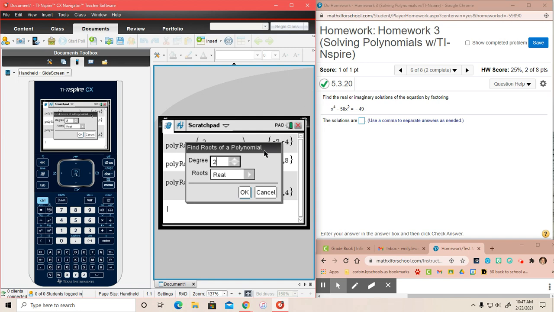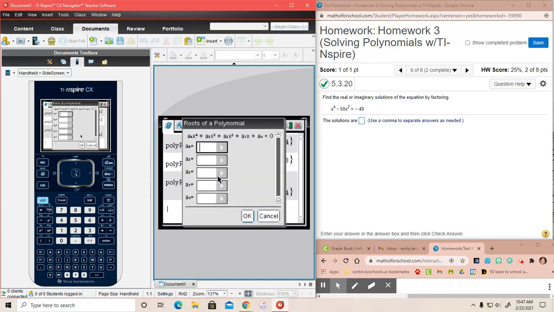Okay, our highest exponent is 4, so I'm going to change our degree to 4. Now, instead of looking for the real, we're going to look for the complex roots. So complex will take care of our real and imaginary solutions, and that way you can click the same thing every time. Okay, so look at our coefficients. In front of x to the 4th, we have 1. We do not have an x to the 3rd, so we say 0.